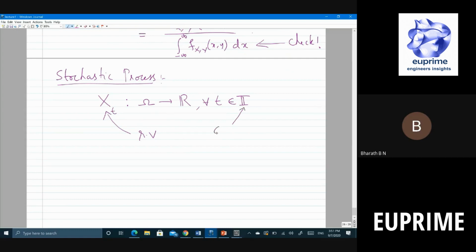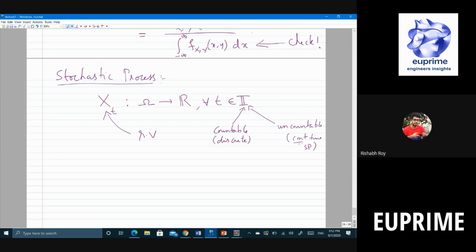If this index set is countable, then we say that it's a discrete stochastic process, or a discrete time stochastic process. If it is uncountable, we call it a continuous time stochastic process. We will look at the examples now. So this is a very formal definition: X_t, t belonging to I, is a sequence of random variables. That's all. If the sequence is indexed by an uncountable set, it's a continuous time stochastic process. If the index is countable, it's a discrete time stochastic process.